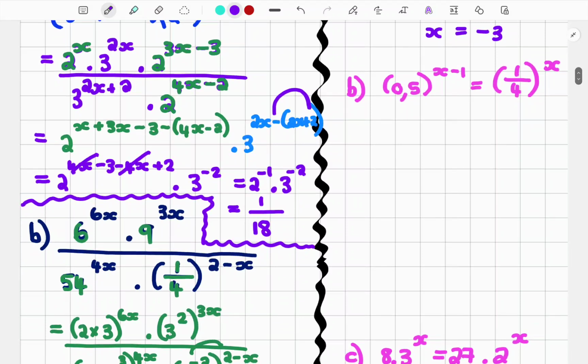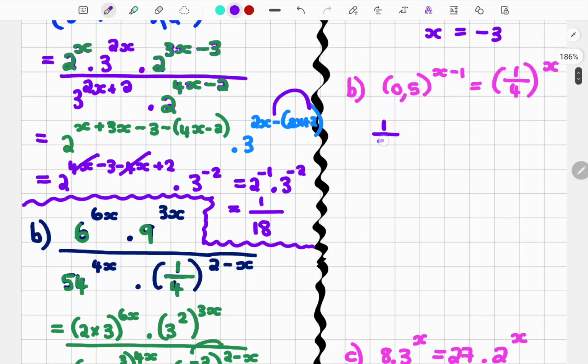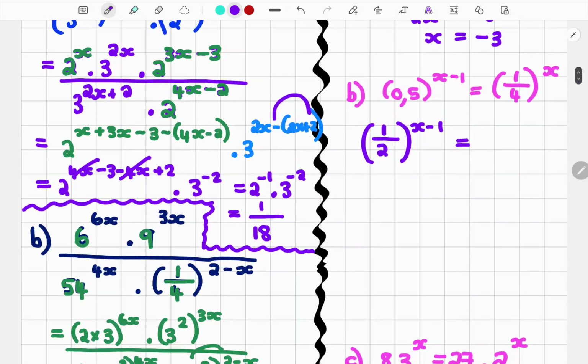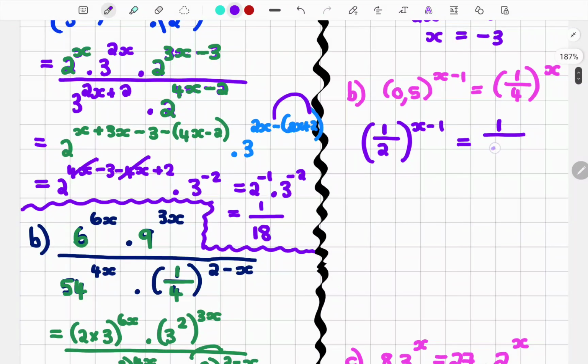Let's just change them immediately. So step 1, there's no number that I can divide out that makes it easier. So 0.5 I'm going to turn into a half, and that is all raised to the power x minus 1. And a quarter I know is 1 over 2 to the power 2, all raised to the power x.